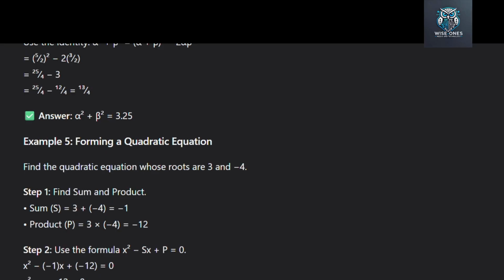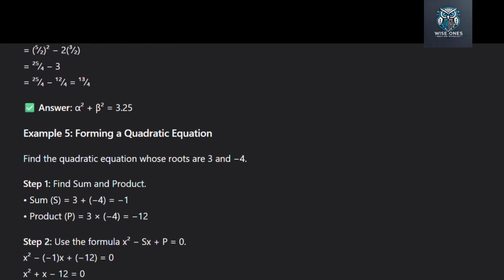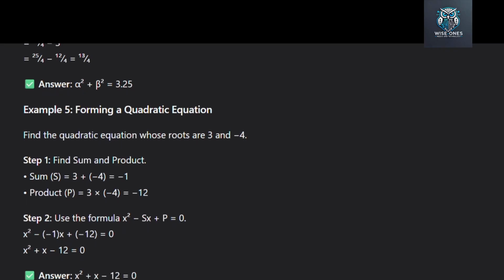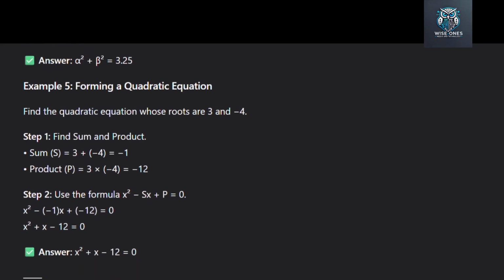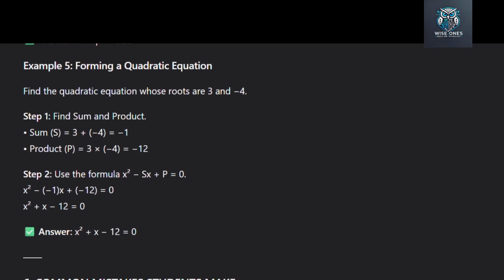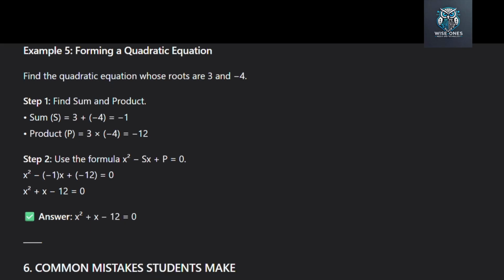So we have 25/4 minus 3. To subtract, write 3 as 12/4. 25/4 minus 12/4 equals 13/4. 13/4 is 3.25. The answer is alpha squared plus beta squared equals 3.25. See how we did not need to find alpha and beta individually. That is the power of these formulas.